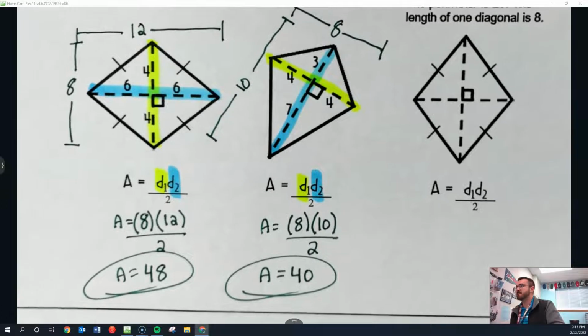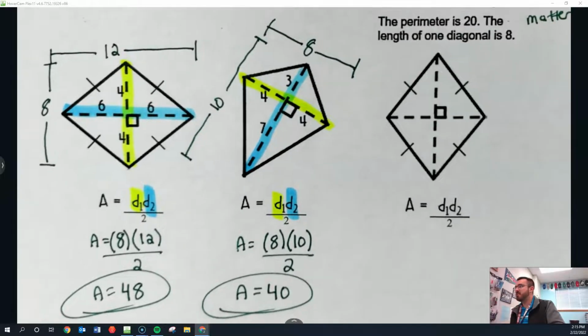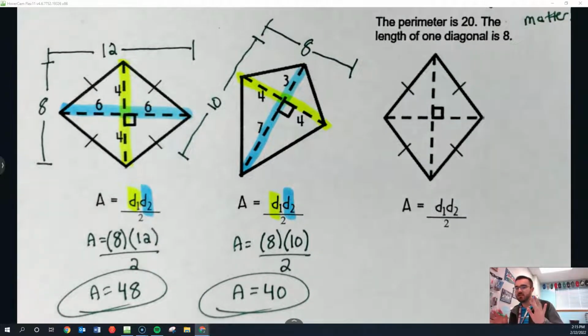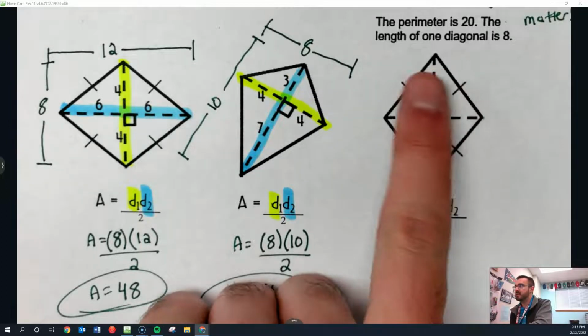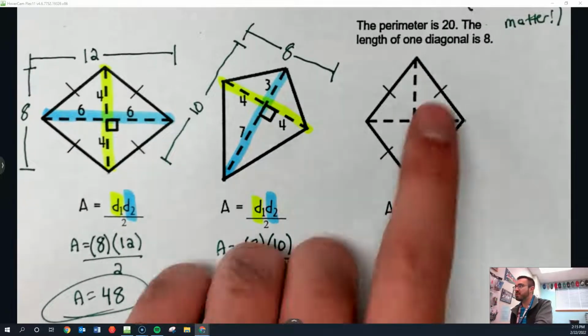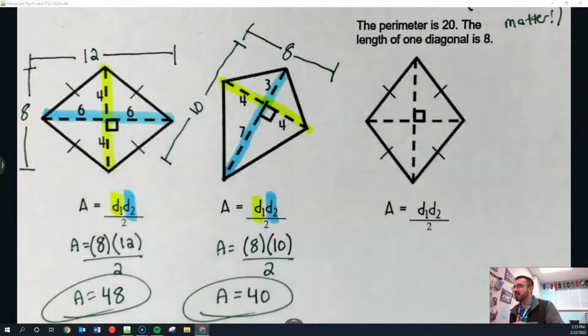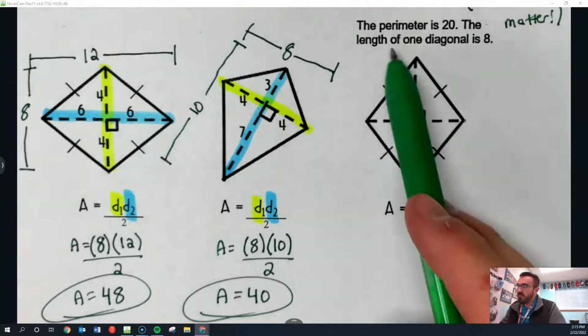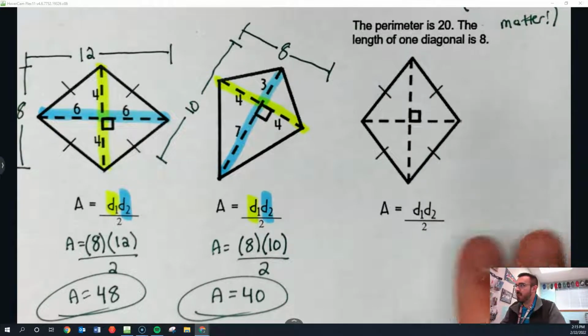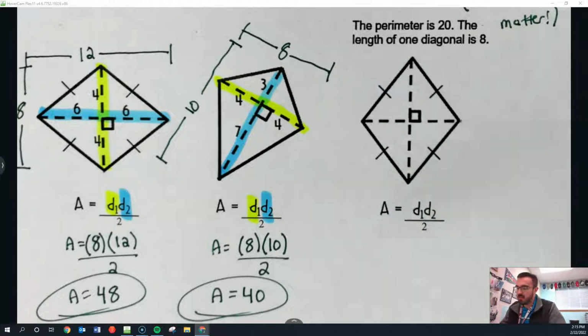All right, now this one gets a little bit crazy, but we got this. Here's what we know. We know the perimeter is 20. The length of one diagonal is 8. Oh dear. All right, let's see if we can do this. The perimeter, what does that mean? It means all the sides added up.